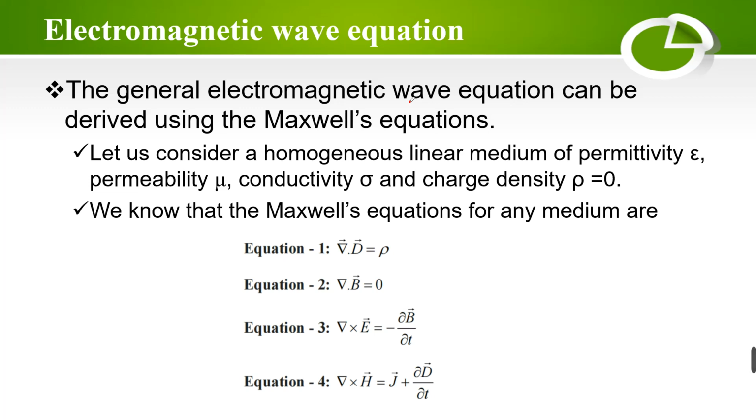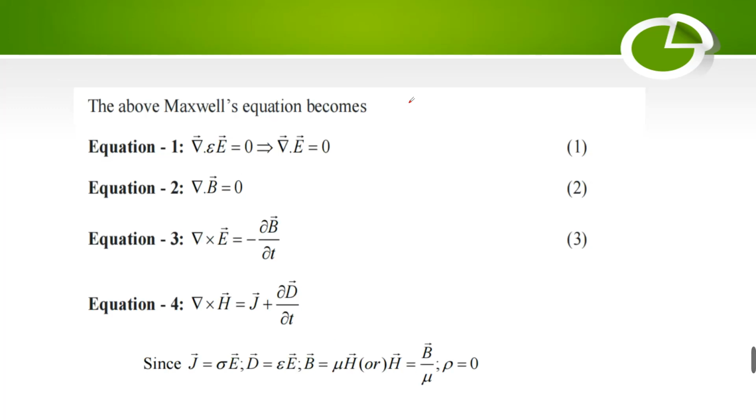in Maxwell's equations. So Maxwell's first equation is del dot D is equal to rho, and del dot B is equal to 0. That is the second equation. Third equation, del cross E is equal to minus dou B by dou t. And the fourth one, del cross H is equal to J plus dou D by dou t. So these Maxwell equations change, since we have considered permeability as mu, permittivity as epsilon, conductivity as sigma, and charge density as 0.